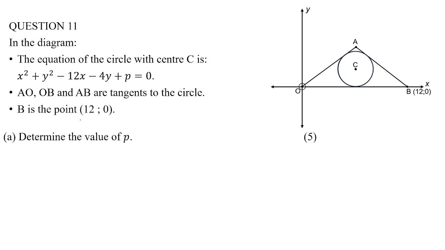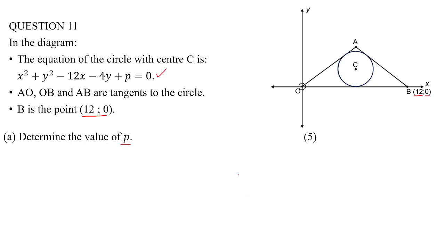Right, let's do question 11a. In the diagram, the equation of the circle with center C is given as x squared plus y squared minus 12x minus 4y plus p is equal to 0. AO, OB, and AB are tangents to the circle. Right, so we have to remember the tangent theorems, or the properties of tangents. B is the point that is given. X at B is 12, and then y at B is 0. Determine the value of p.